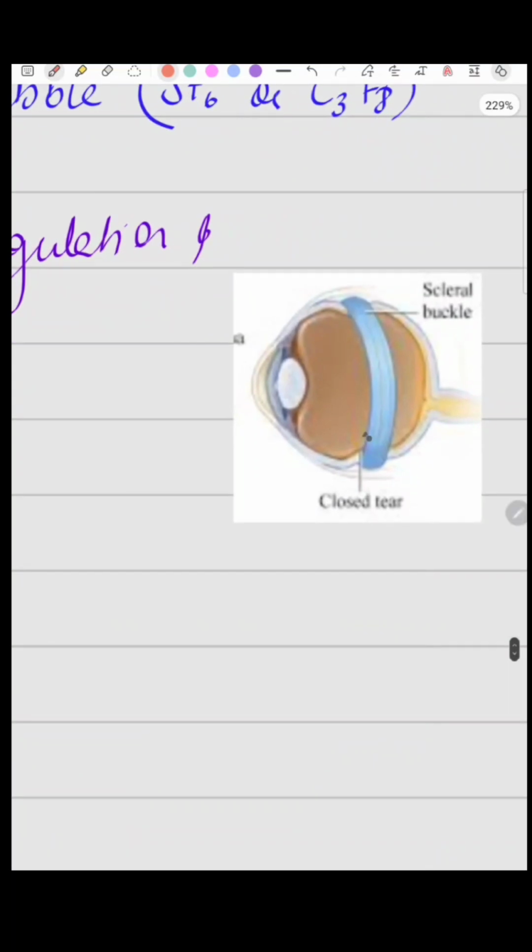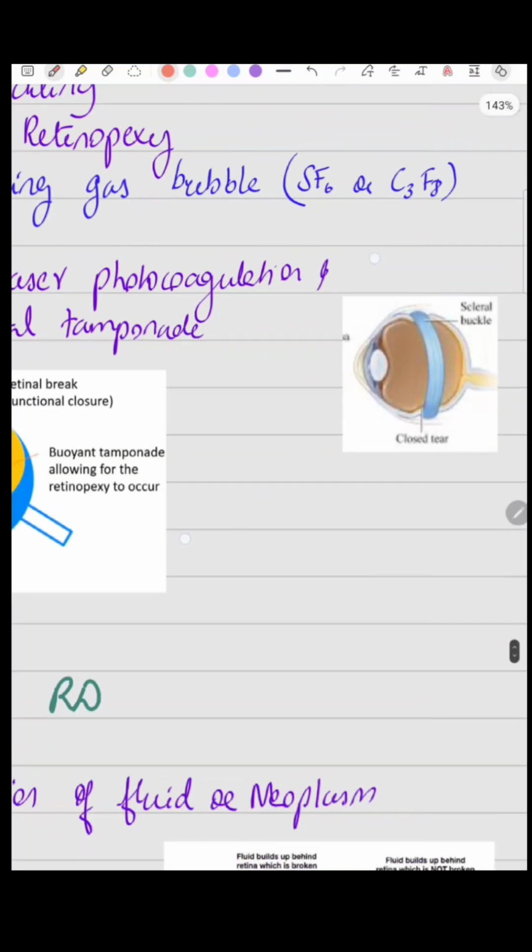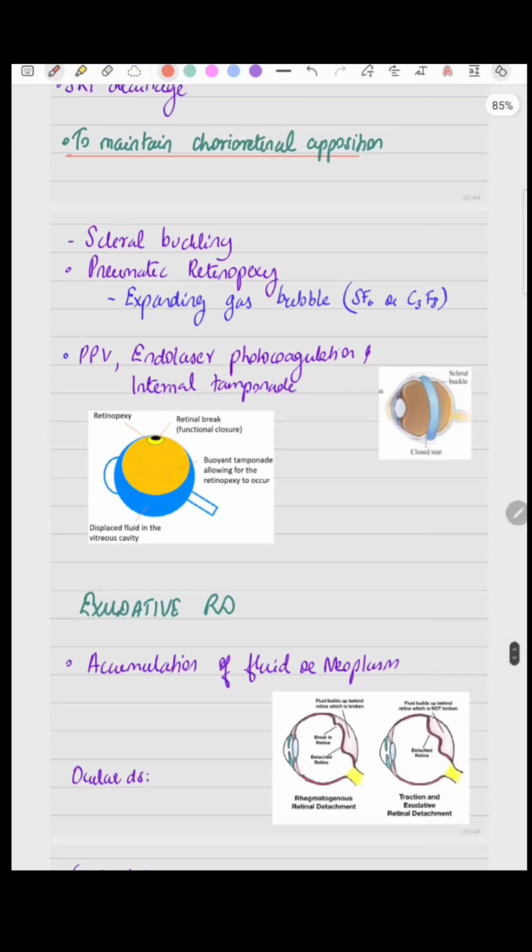This is scleral buckling. A silicone band is used to provide this inward indentation to provide external tamponade. Scleral buckling can be done. Then pneumatic retinopexy can also be done. It is an expanding gas or bubble.